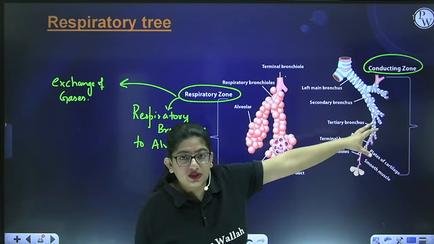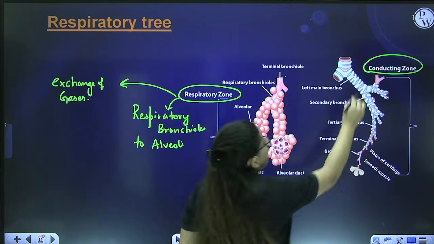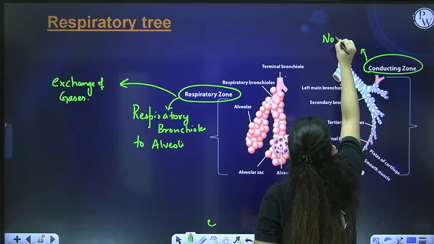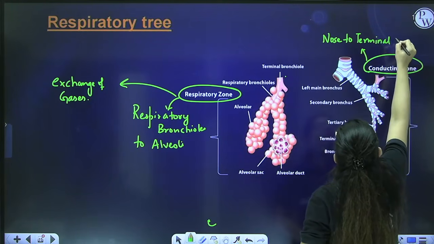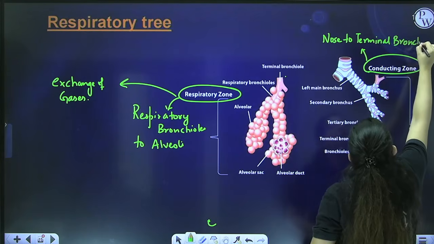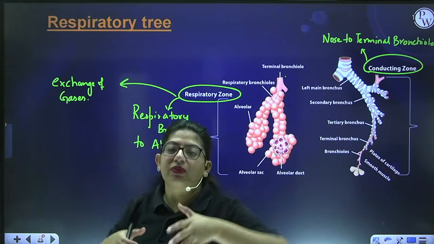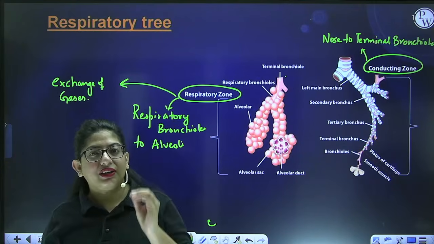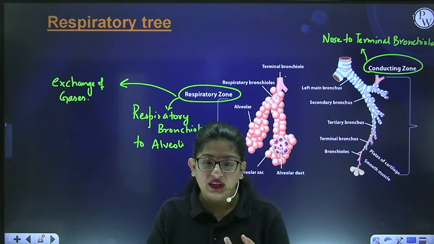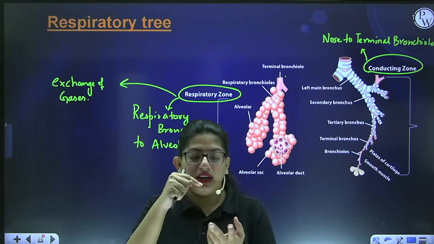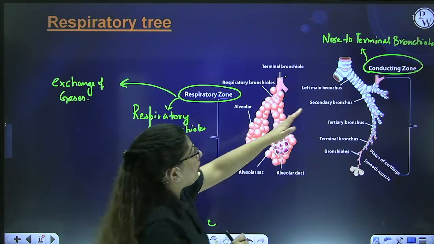Whereas the conducting zone starts from your nose and ends at the terminal bronchiole. So it starts from the nose to the terminal bronchiole. Its only function is to conduct the air, that means it's a passage for the passing of air. Air is coming from this one. So the only thing it can do is condition the air: it can humidify the air, clean the air, and warm the air. Only these things can be done by the conducting zone.